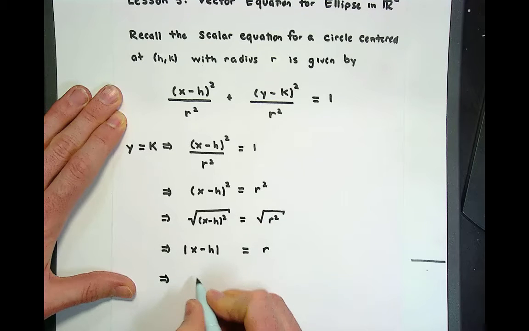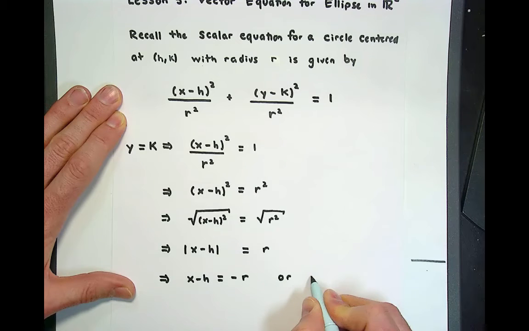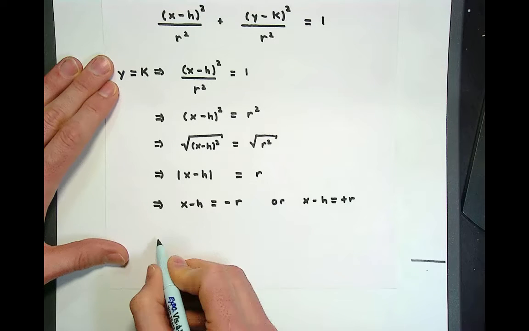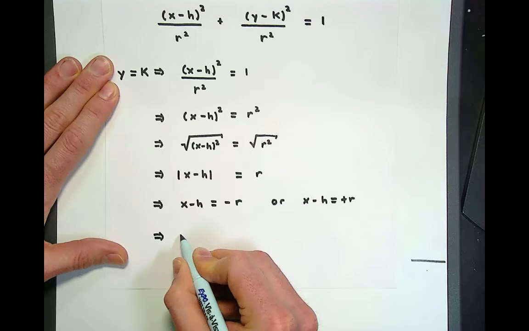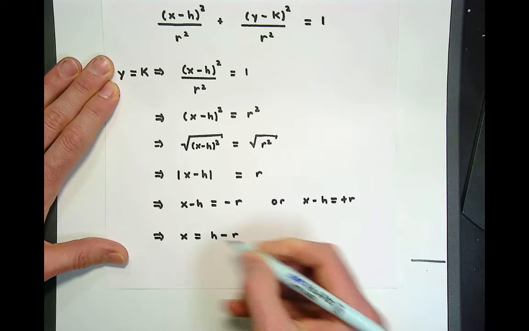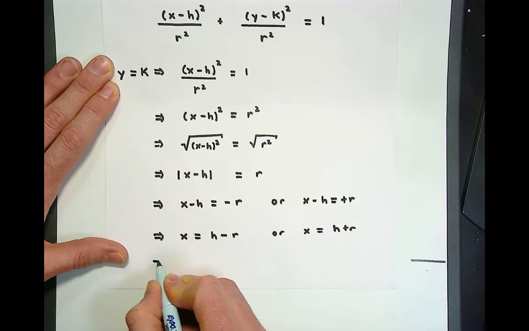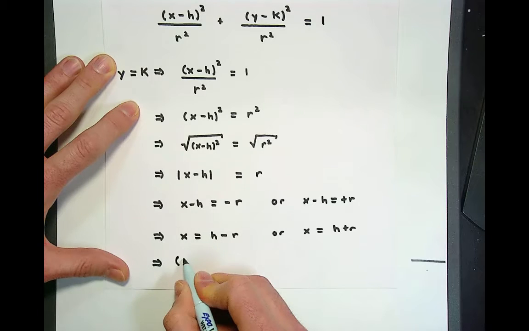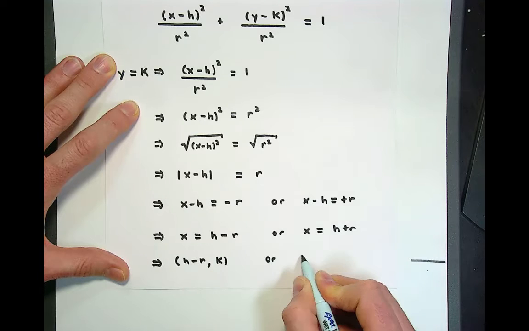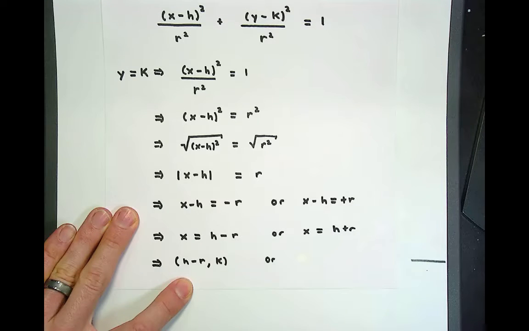And this would mean that we have one of two things. We have either x minus h is the negative of r, or x minus h is the positive of r. And this correlates with two values. Either we go from the center and we move r units to the left, or we go from the center and we move r units to the right. And these are actually both ordered pairs. This is (h minus r, k), or the x coordinate of this value would be (h plus r, k).